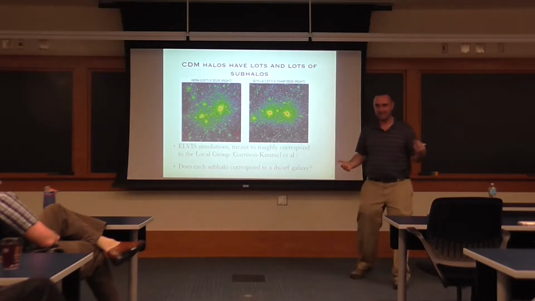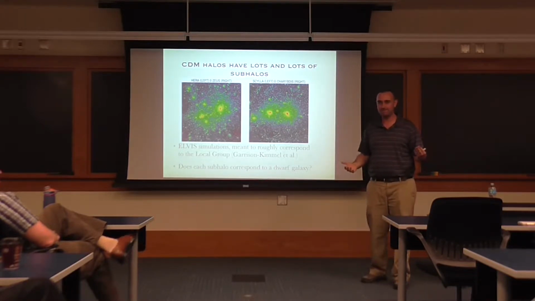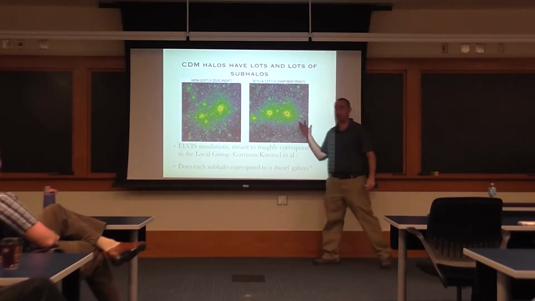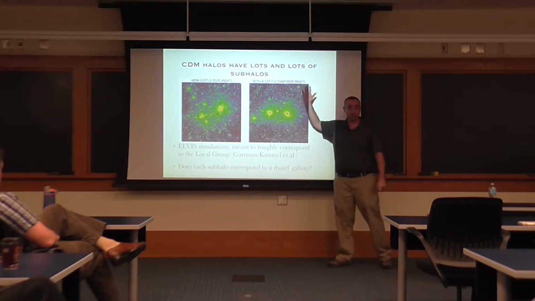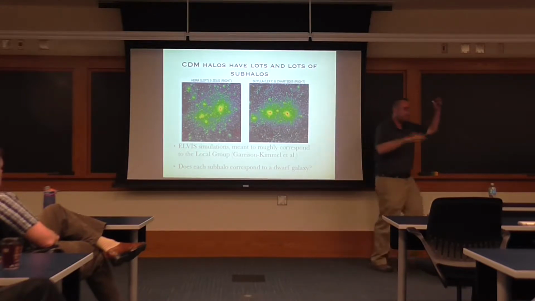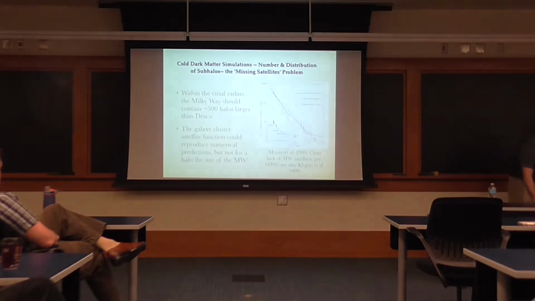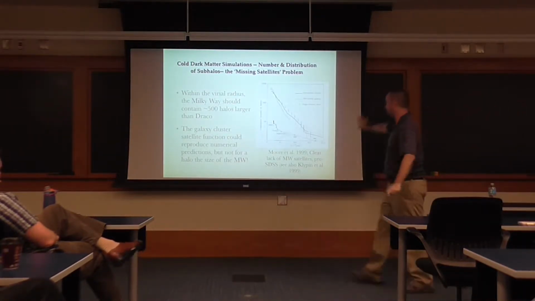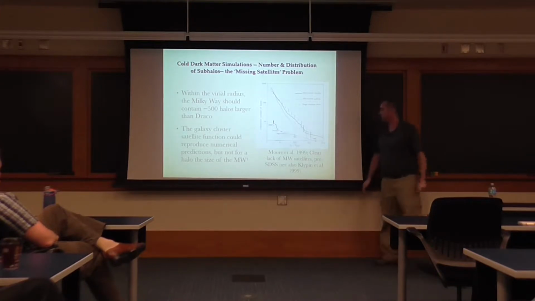Does anyone know how many satellites we know about around the Milky Way? It's like 20, 25. Same for M31. So maybe there are 50 that we observe, but here there are clearly hundreds. Okay? It's this mismatch that we call the missing satellites problem. Okay? It was first brought up 15 years ago.